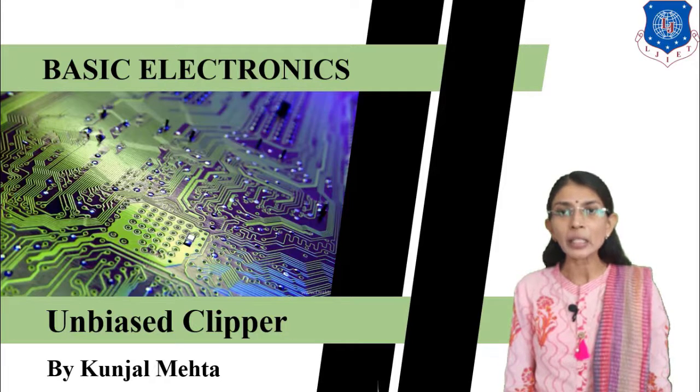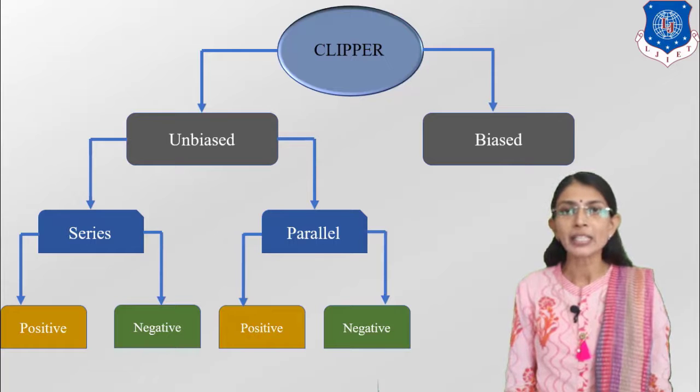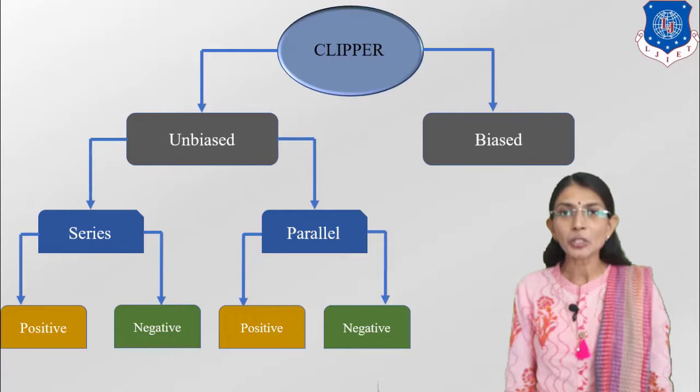The unbiased clipper is nothing but the diode circuit which is used to cut the unwanted portion of the input signal. So let's start with the classification of clipper circuits. This is the classification of clipper circuit. There are two main types, unbiased and biased. Unbiased means no external DC supply is connected, and biased means one external DC supply is connected.